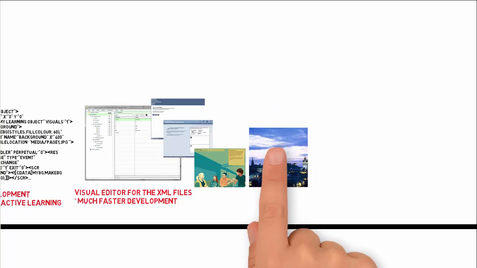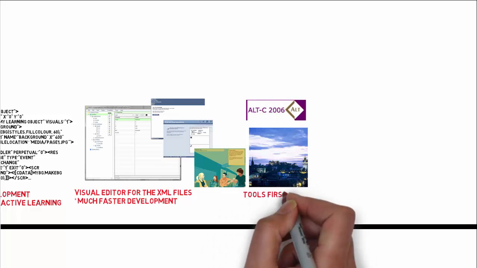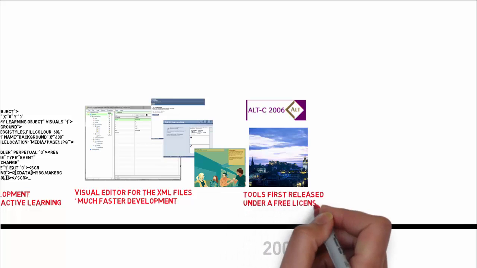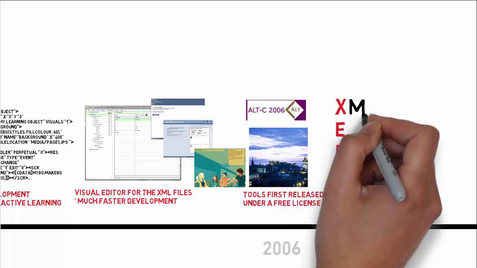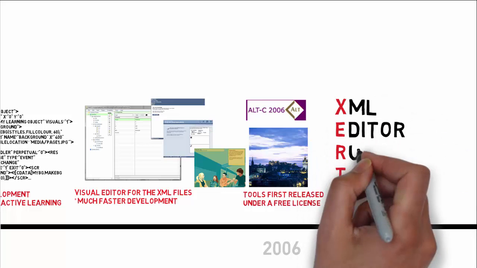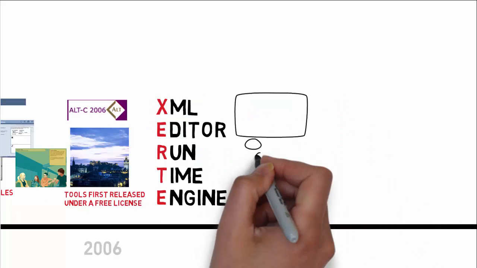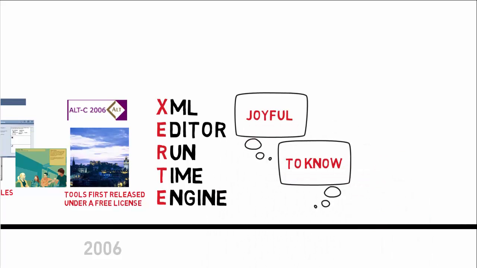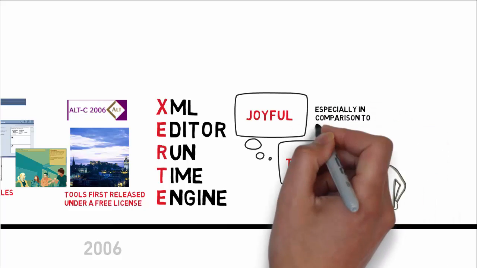Over time, new features were added, and Julian then presented the work at Alt-C in 2006, when the tools were first released under a free license in the hope that others might find them interesting or useful. The name Xerte was adopted, an acronym for XML Editor and Runtime Engine. It seems there are references to suggest that Xerte also means joyful, or to know in Greek, and regular Xerte users certainly know how joyful it can be to use, especially in comparison to some other tools.